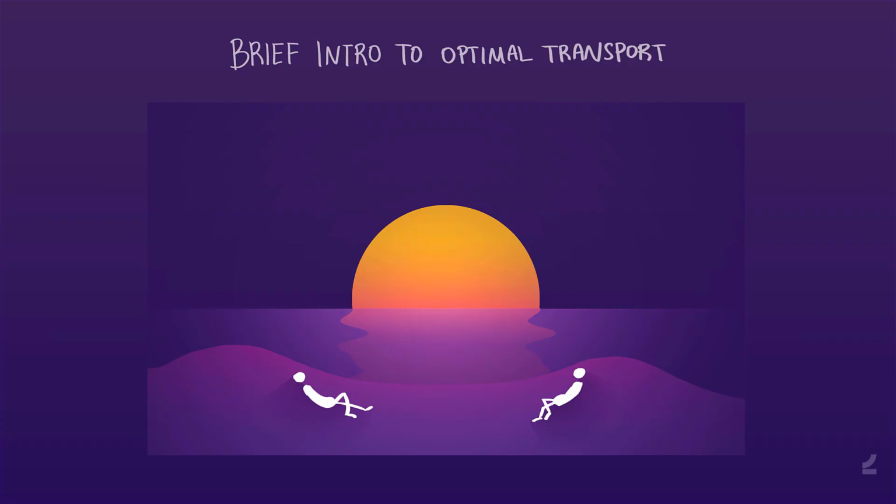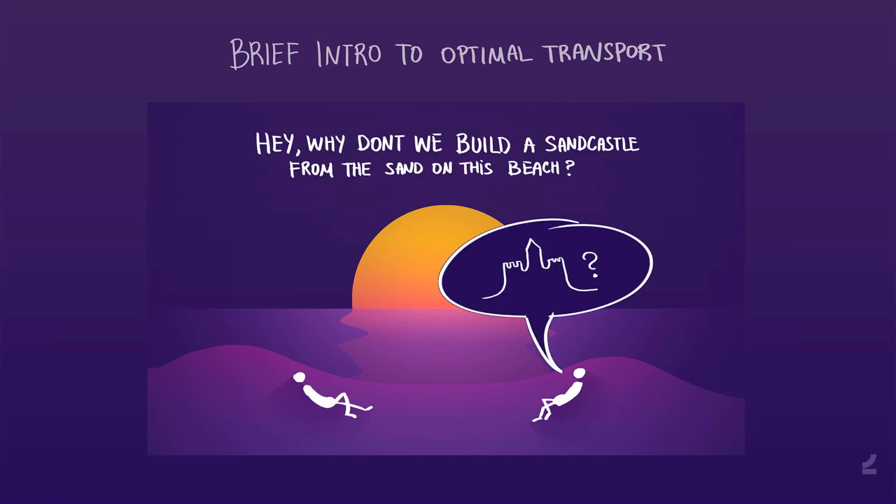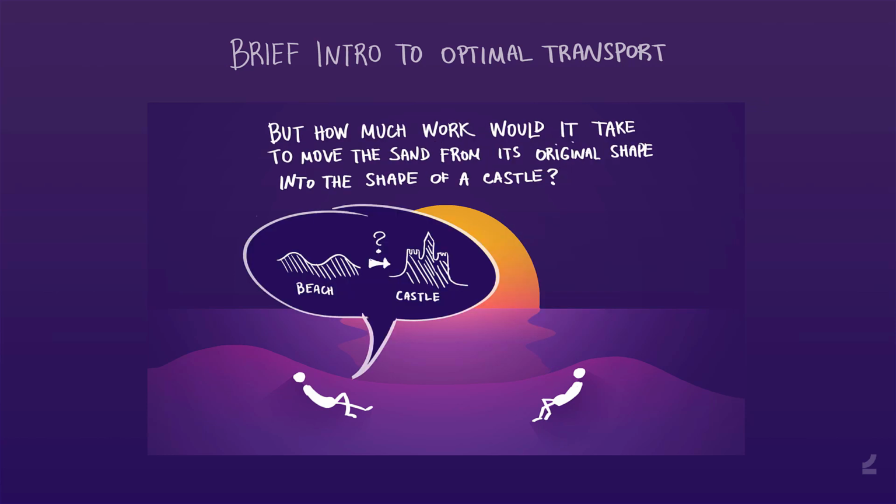So here's a small sketch to introduce you to what optimal transport is about. Imagine two mathematicians lying on a beach. It's a lovely sunset, smooth silky sand. And then one of them says, "Hey, why don't we build a sandcastle from the sand on this beach?" And of course, being a practical mathematician, the other one says first, "But how much work would it take to move the sand from its original shape into the shape of a castle?"